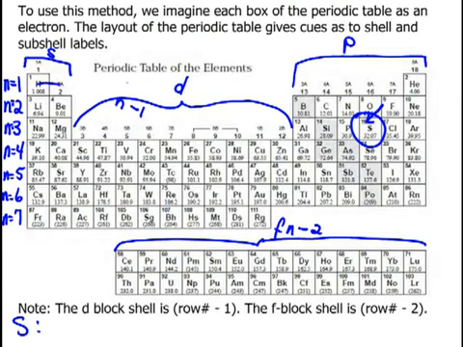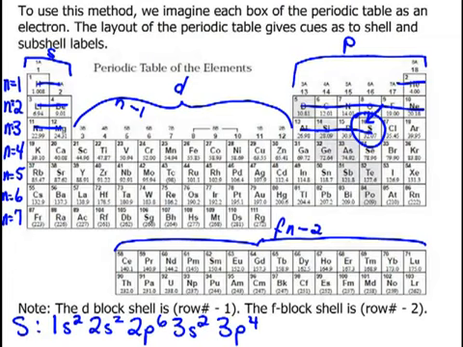So I have 1s2. Notice that's an exception. It's counted as S even though it goes across S and P. So 1s2 for row 1, 2s2, 2p6, 3s2, 3p, 1, 2, 3, 4. Isn't that so great? I love it.